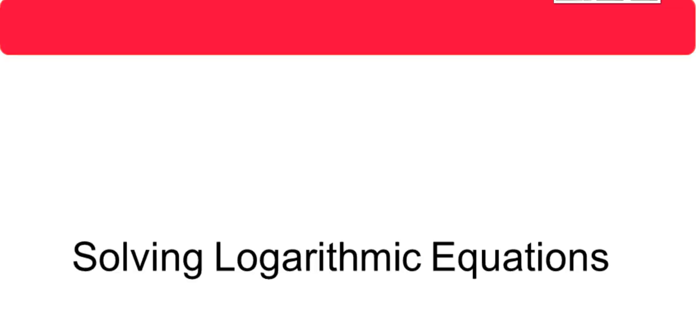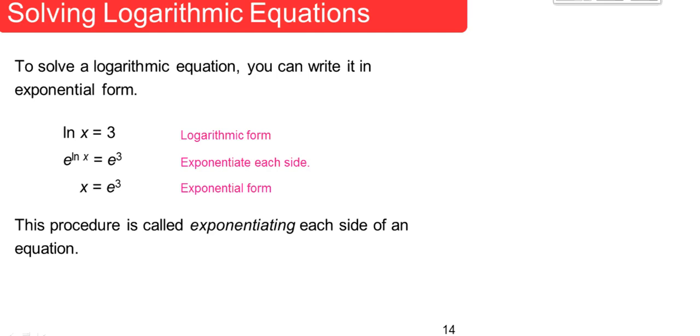So solving logarithmic equations. To solve a logarithmic equation, you can write in an exponential form, and so we call this exponentiating each side. So since it's the ln of x equals 3, we know that the base is e, so we'll raise each side using e as the base, and that's called exponentiating, and then x equals e to the third.